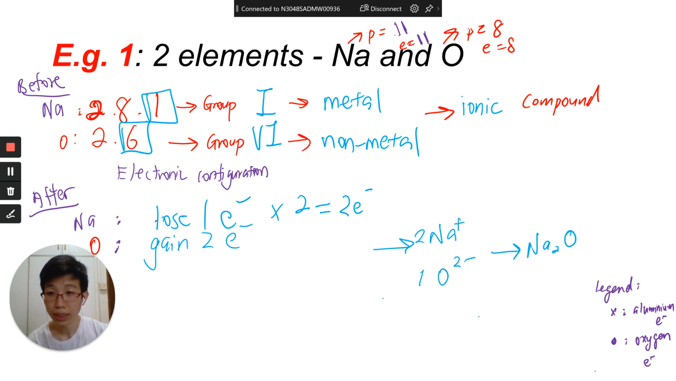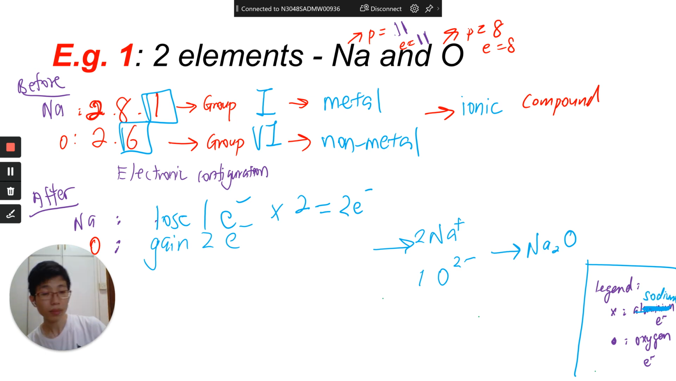Now we need to draw out the dot and cross diagram. Before you do anything, you always need to draw out your legend to tell the marker that the cross represents one type of element and the dot represents the electrons from another element. This should be sodium. Since sodium needs to lose 1 electron, its electronic configuration will be 2, 8. So, first shell, write sodium first. Sodium.